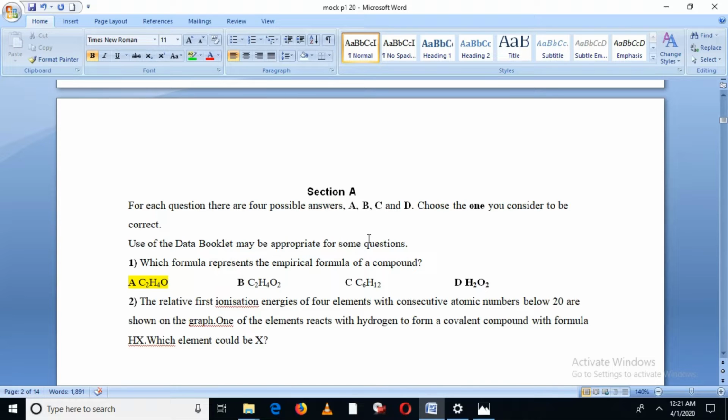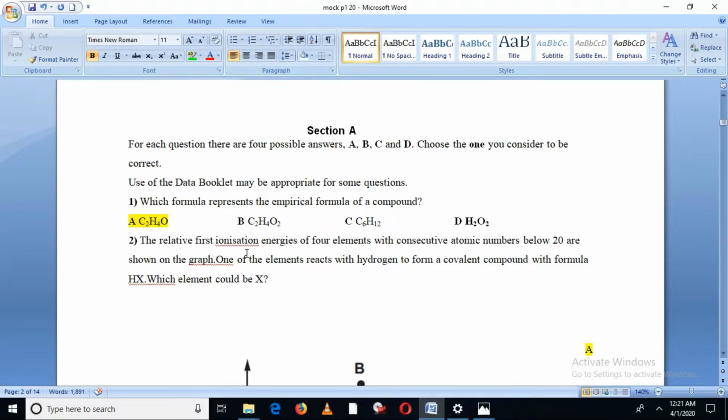So starting with the MCQs, the first MCQ is: which formula represents the empirical formula of a compound. Here you can see that I have highlighted the answer, that is C2H4O, because it contains the simplest ratio of the atoms of each element present, while in options B, C and D, the ratios can be simplified further. While in A, the ratios cannot be simplified further. So it is the answer of MCQ number 1.